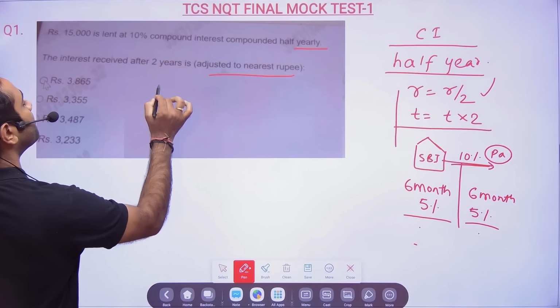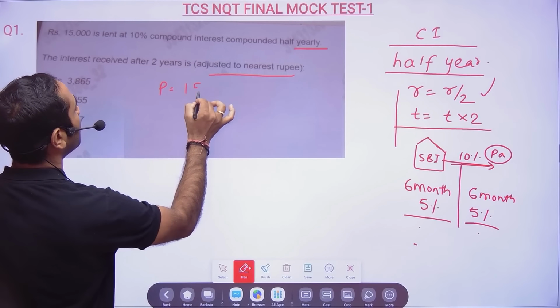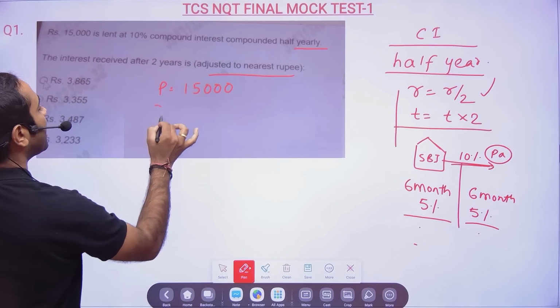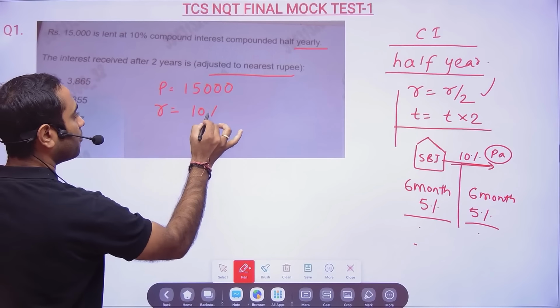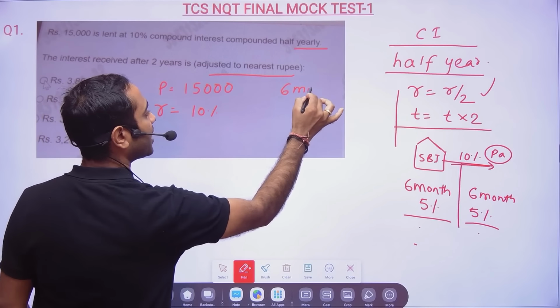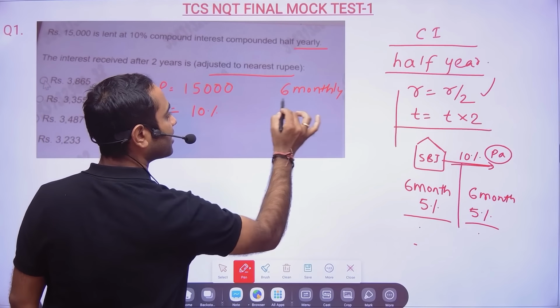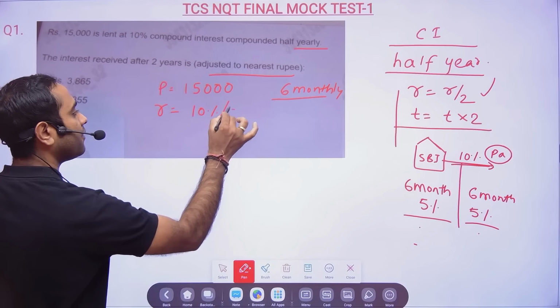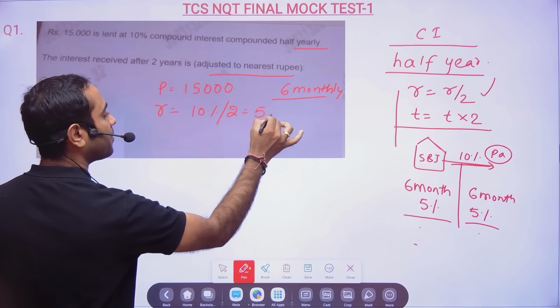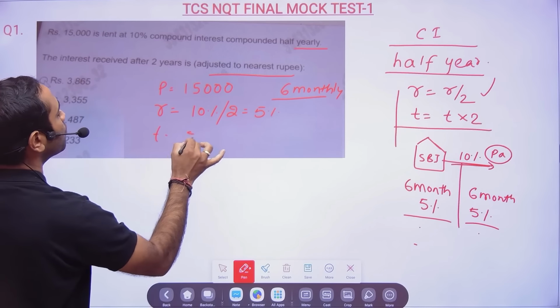Now, what is my principal? Sir, principal is 15,000. Sir, what is my rate? Sir, rate is 10%, but it is 6 monthly. So as you said, sir, bank is not a fool. Bank will divide this by 2 and it will be 5%. What about time, sir? 2 years.